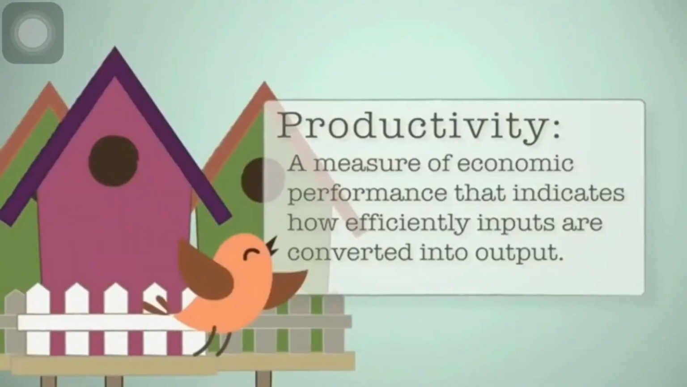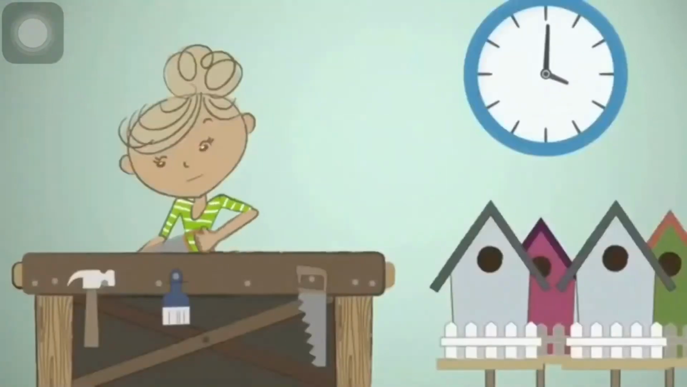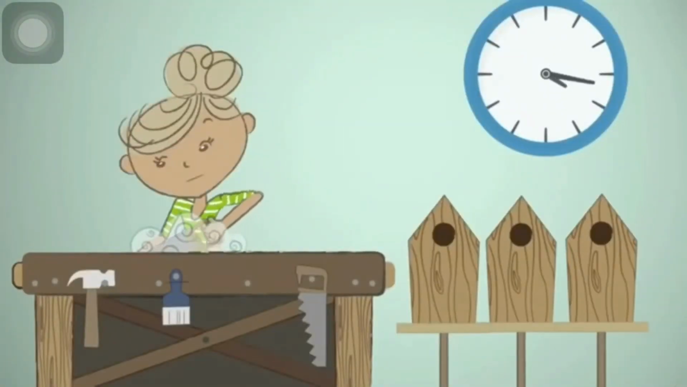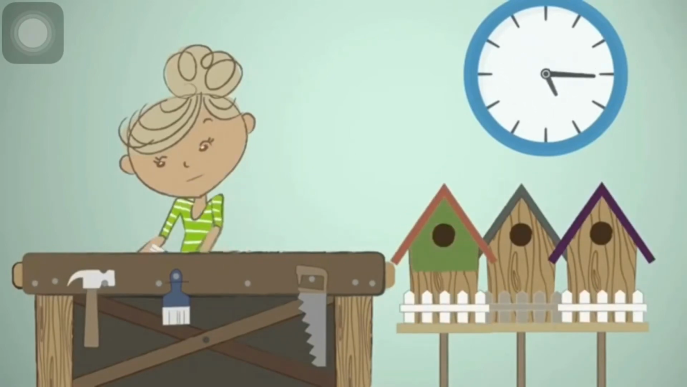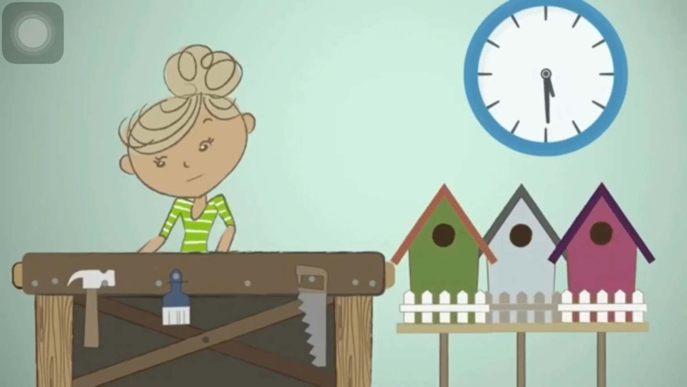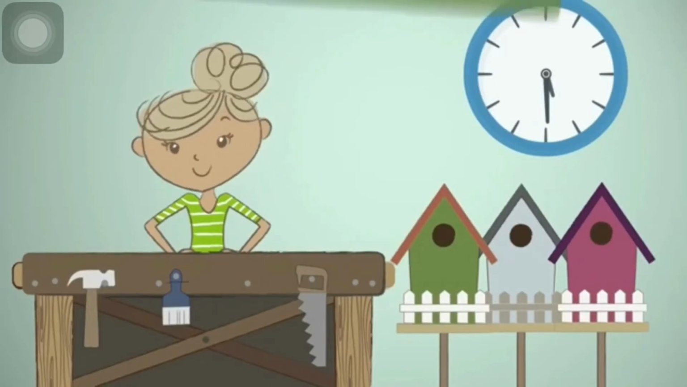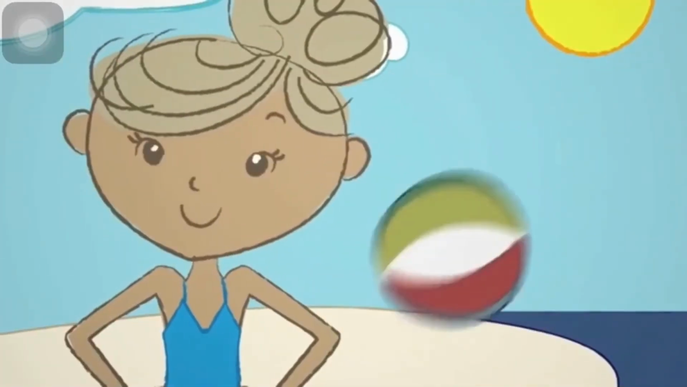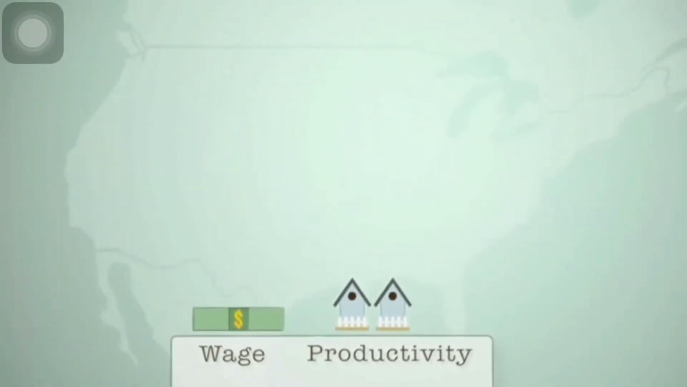Productivity is a measure of economic performance that indicates how efficiently inputs are converted into output. Growth in productivity is measured by dividing the change in output over time by the change in inputs over time. Beth could decide that she wants to stop working after she makes 3 birdhouses. If she produces the same output as before with fewer inputs, such as working fewer hours, then her productivity still increases. Increases in productivity allow Beth to either produce more output or have more free time, improving her standard of living. Similarly, the standard of living for the country as a whole depends on improvement in overall productivity.